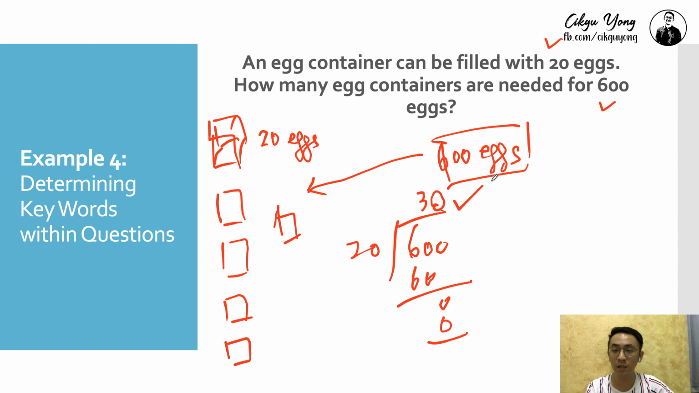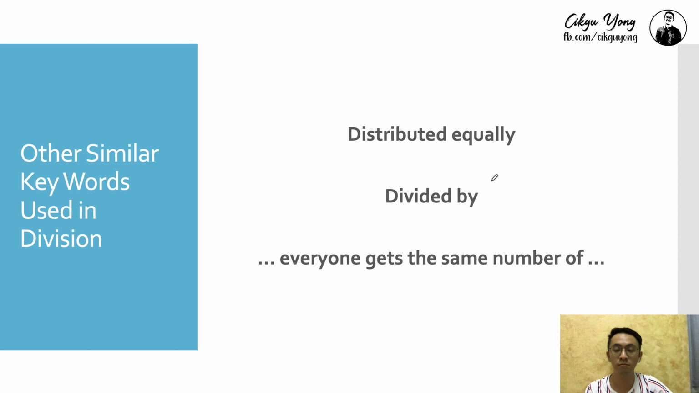So besides these questions, these are the keywords that I can find. Distributed equally is commonly used in most of the questions. Like, I have a total number of 10 shirts. It is distributed equally to 10 students. How many shirts can each student get? So you will need to use 10 shirts divided by 10 students. So every single student will get one t-shirt, for example.